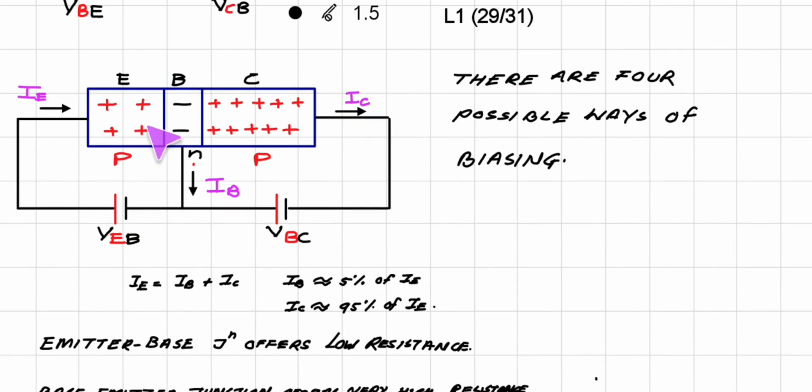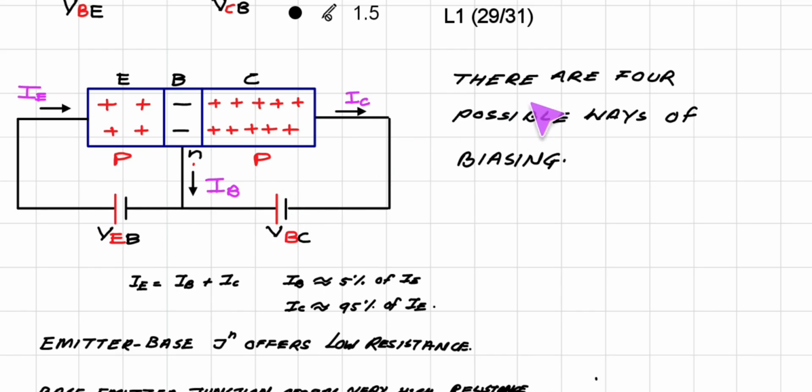We already saw that for this transistor there are 4 possible ways of biasing. Look here carefully, this is P and N. This is emitter and base, and here it is base and collector. In this configuration we have selected the base as a common terminal. The base is connected through this battery to the emitter, and through this battery to the collector. So the base is common, and this is called the common base configuration of the transistor. One important thing: obviously here we are using 2 batteries.